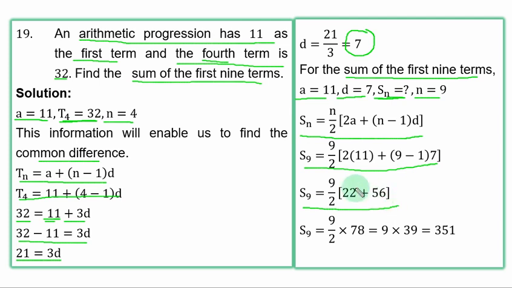You can divide 9 by 2. That is, your answer will be decimal. So you leave it as 9/2 and simplify the bracket, and you have 78. So you have 9/2 times 78. That becomes 9 times 39, and you have 351 as the sum of the first 9 terms of an AP whose first term is 11 and the common difference is 7.